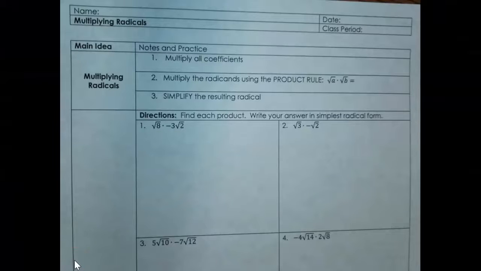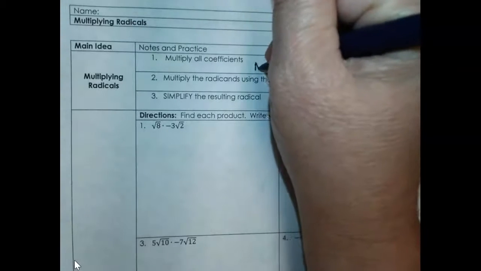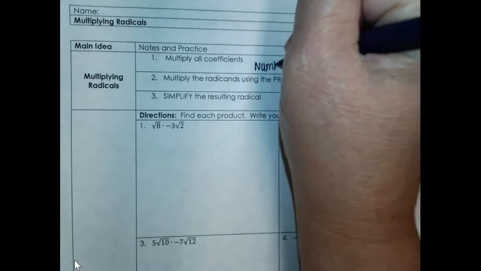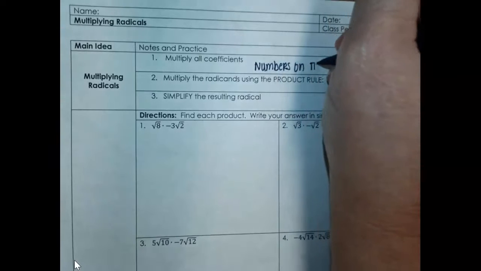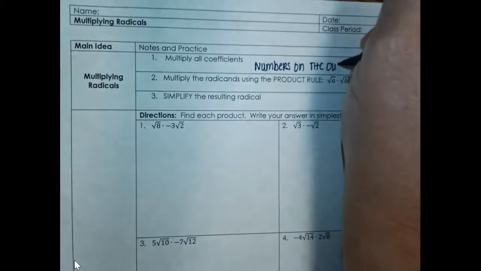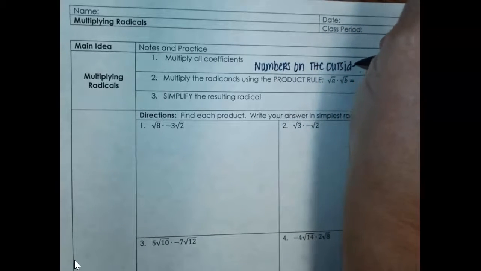This video is on multiplying radicals. So we have simplified radicals, we have added and subtracted radicals, and now we're going to multiply them. There are three things to keep in mind while we're working through this. You want to multiply all the coefficients. The coefficients are the numbers on the outside, so outside number to outside number is going to get multiplied.